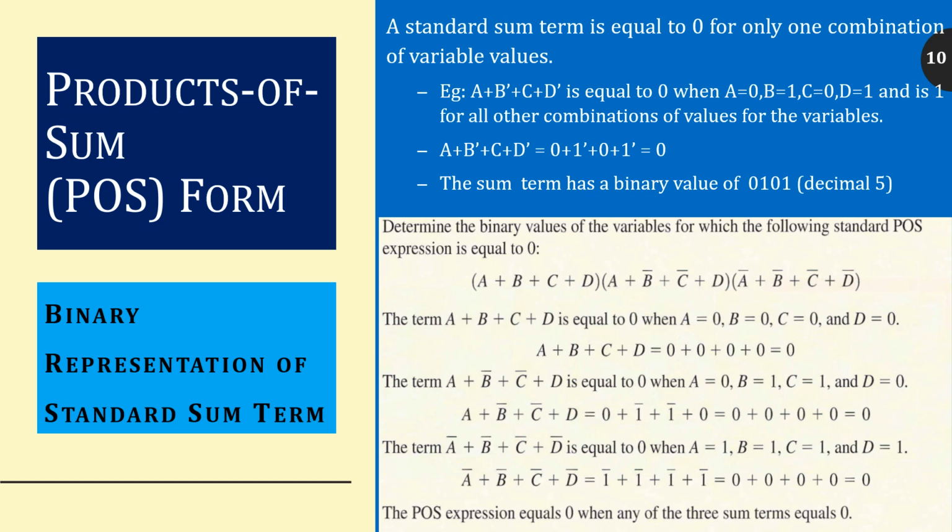Then the second term, a plus b bar plus c bar plus d. So a will be 0, b will be 1, c will be 1, d will be 0. So the corresponding value is 0 1 1 0, which is equal to 6. Then a bar plus b bar plus c bar plus d bar. All the terms are in the complemented form, so all the variables will be assigned the value 1. So the binary equivalent is 1 1 1 1. The POS expression equals 0 when any of the three sum terms equals 0. So this is the method for representing the standard sum term in binary form.